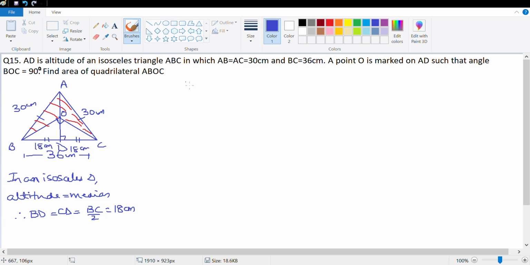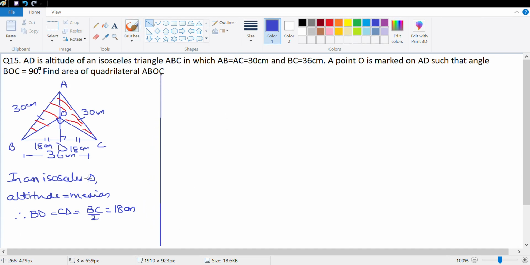Perfect. So now I can figure out either the area of this triangle using Heron's formula, which is 30, 30 and 36, or if I remember the formula, which was 1 by 4 into B into square root of 4A square minus B square, and then calculate the area using the special formula of an isosceles triangle, or maybe I can use the Pythagoras theorem to calculate length of AD and do it. Whichever way I do, let's look at it. So I would use the Pythagoras theorem.